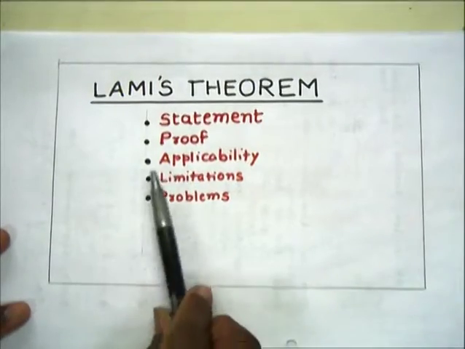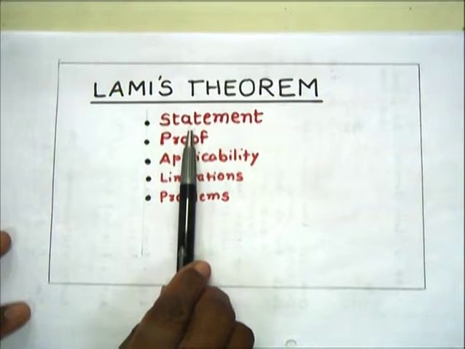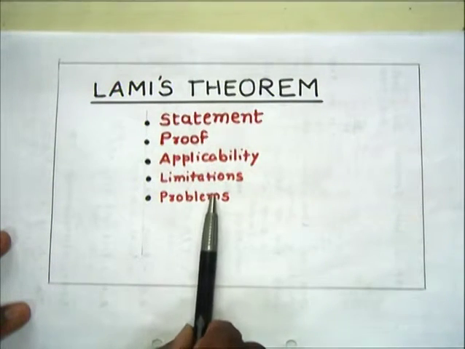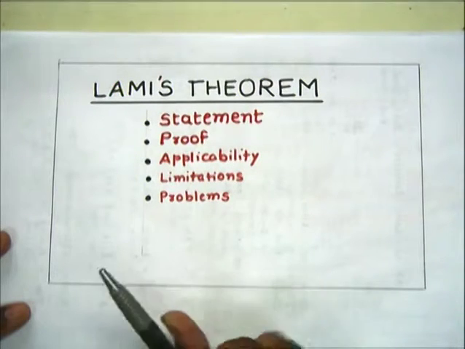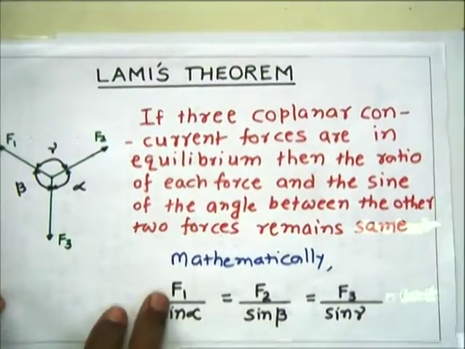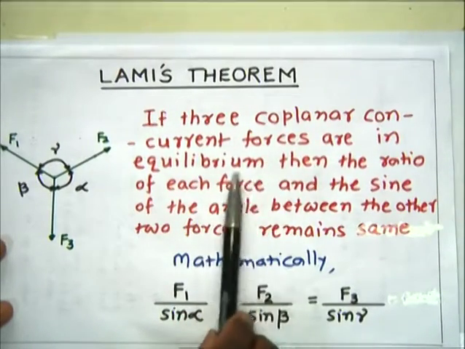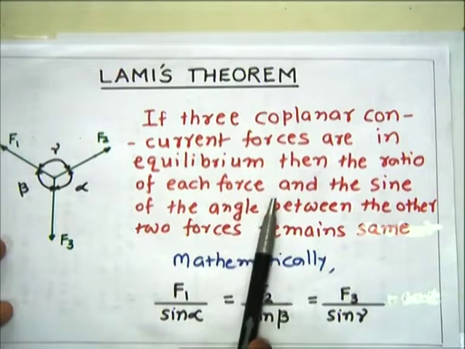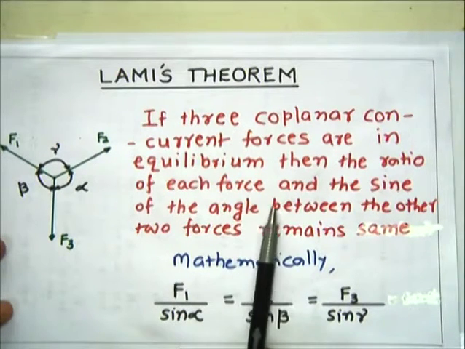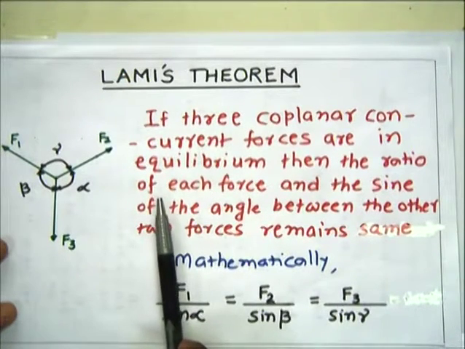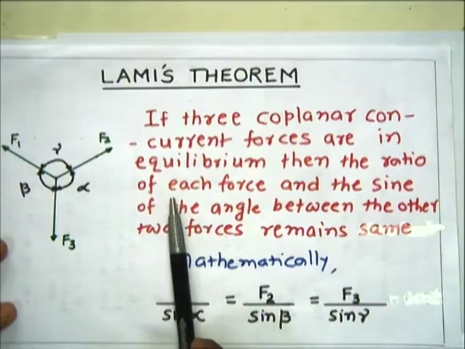And finally we see Lami's theorem, in which we see the statement of Lami's theorem, its proof, applicability, limitations and problems, that is, in which cases we use this theorem and can find the unknown forces. Lami's theorem, as we discussed, says that if three coplanar concurrent forces are in equilibrium, then the ratio of each force to the sine of the angle between the other two forces remains constant, and this can be used for three coplanar concurrent forces in equilibrium.